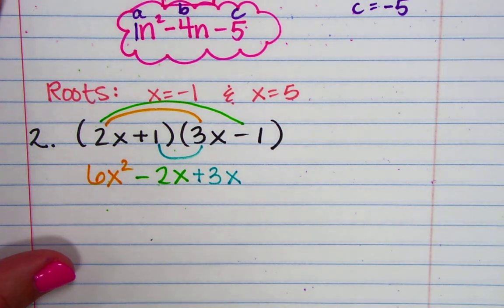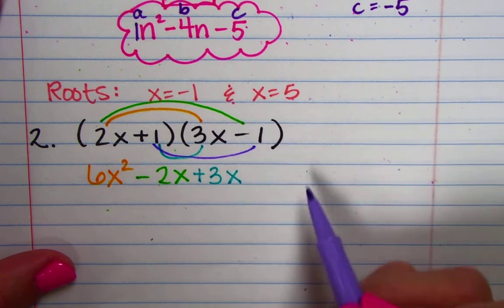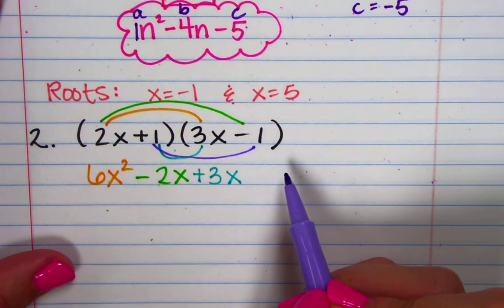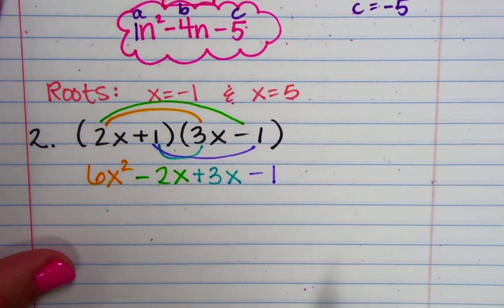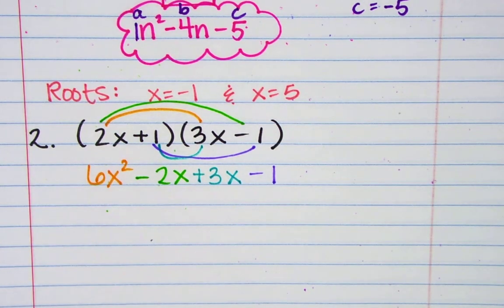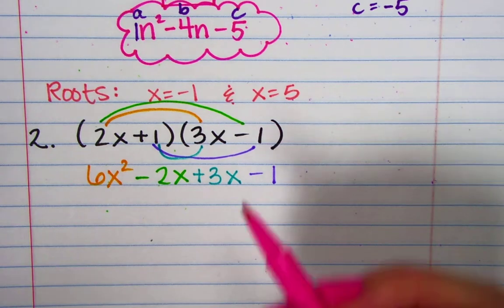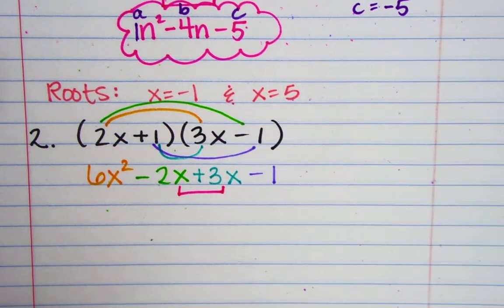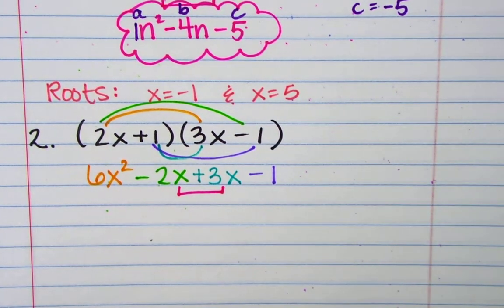And last, positive 1 times -1. Exactly. 1 times -1 is what? -1. Good. Then we do what? Combine your like terms. Okay, I did it in pink. Usually the middle ones will be the like terms.